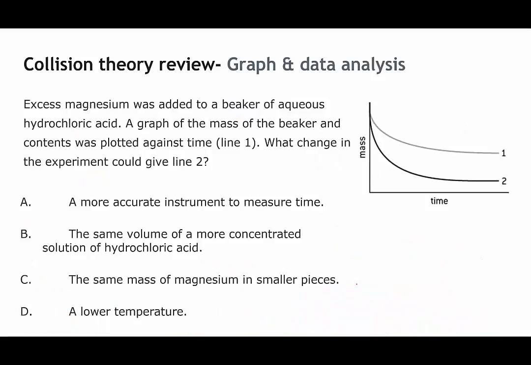Excess magnesium is added to a beaker of aqueous hydrochloric acid. A graph of the mass of the beaker and contents was plotted against time as line 1. What change in the experiment could give line 2? Either using a more accurate instrument to measure time, or the same volume of more concentrated hydrochloric acid, or the same mass of magnesium in smaller pieces, or a lower temperature. Okay, pause the video for a second.